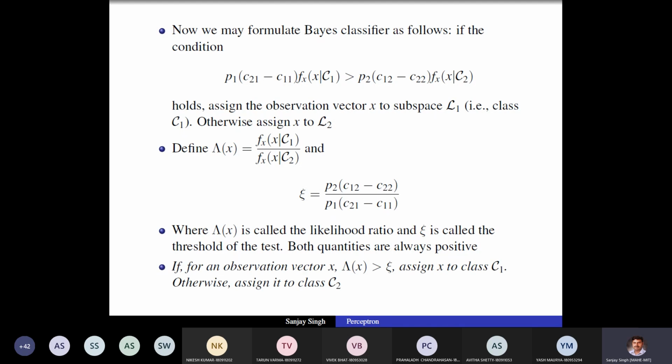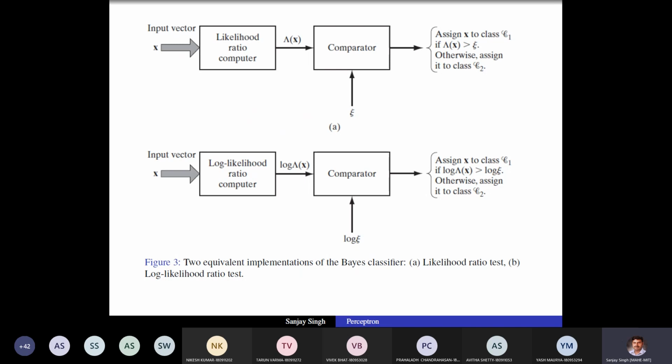So now we can make a decision rule here: if for an observation vector x, lambda x is greater than the threshold, then we'll assign x to class 1, otherwise it's assigned to class 2. This is what we do. From an implementation perspective, we go for something like this. You have a module which is a likelihood ratio computer, that computes the likelihood ratio lambda, and xi you have already computed, and then you compare the two and make the decision.